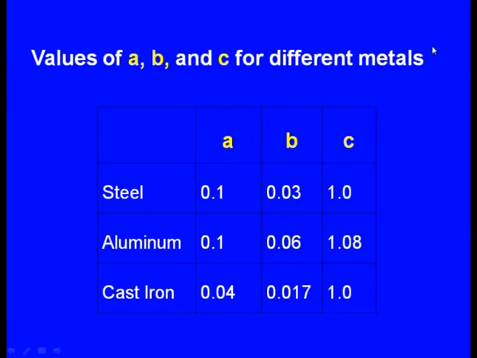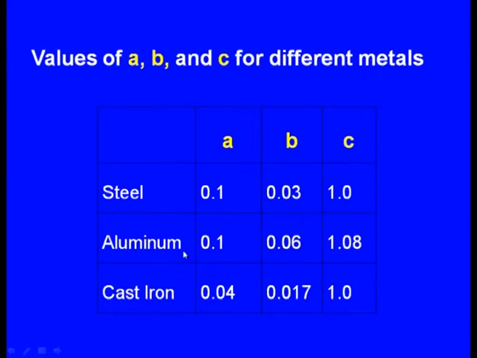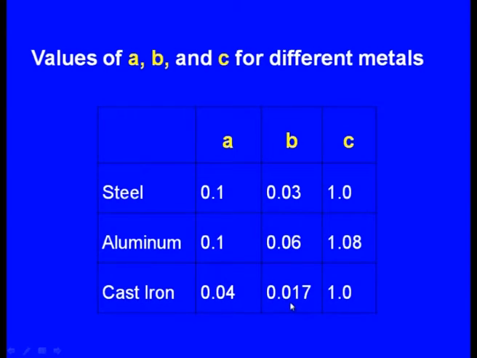Now, these are the values of A, B, C constants for different metals. For steel, A is equal to 0.1, B is equal to 0.03 and C is equal to 1. For aluminium, A is equal to 0.1, B is equal to 0.06, C is equal to 1.08. For cast iron, A is equal to 0.04, B is equal to 0.017 and C is equal to 1. So, these are the values of A, B, C for steel, aluminium and cast iron.